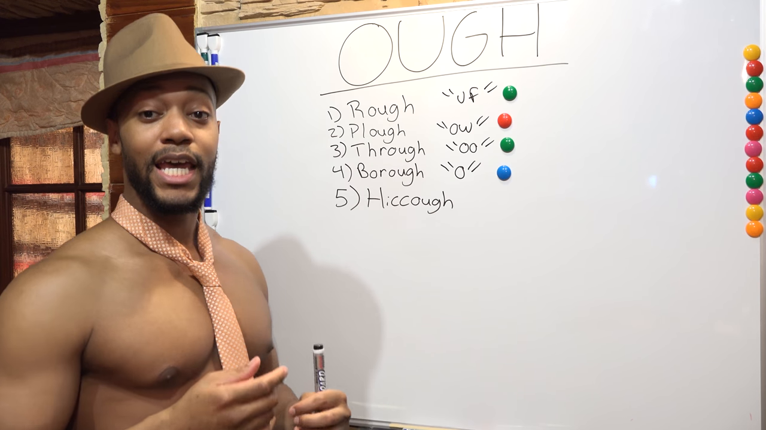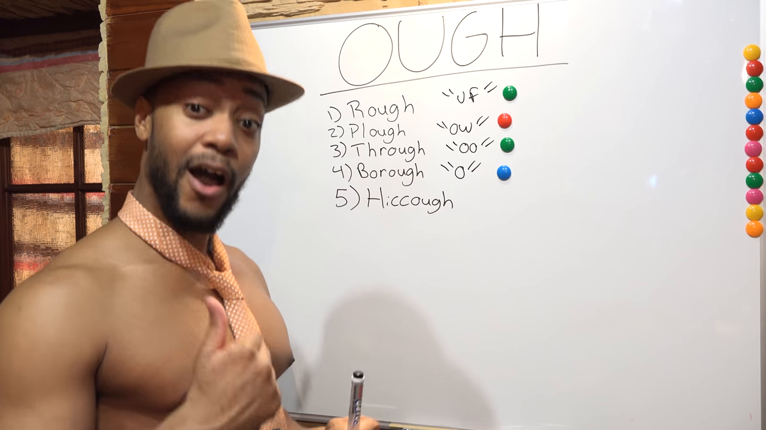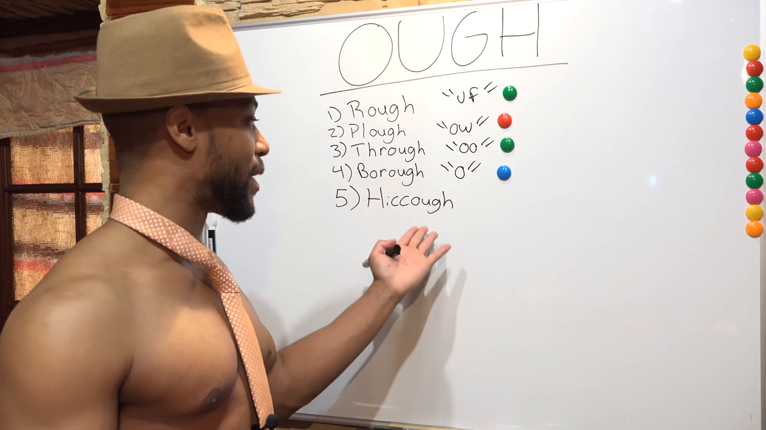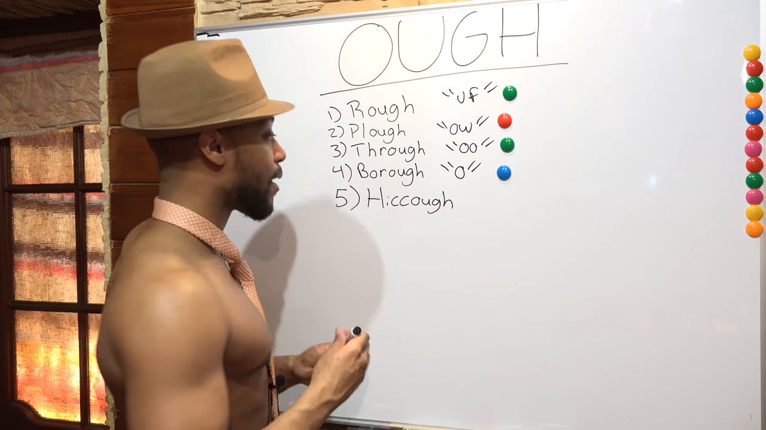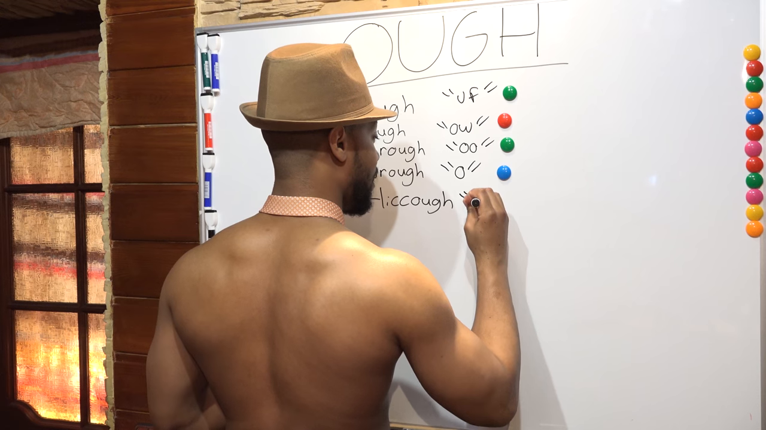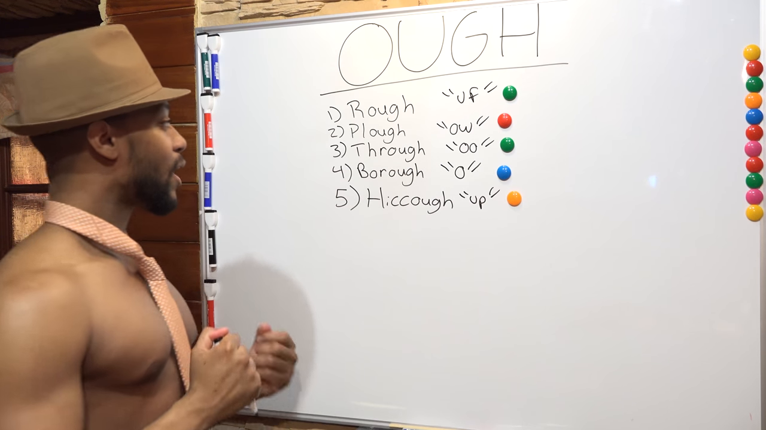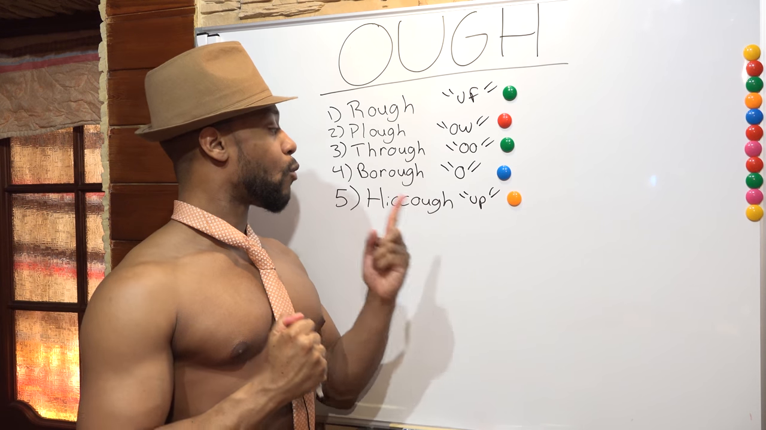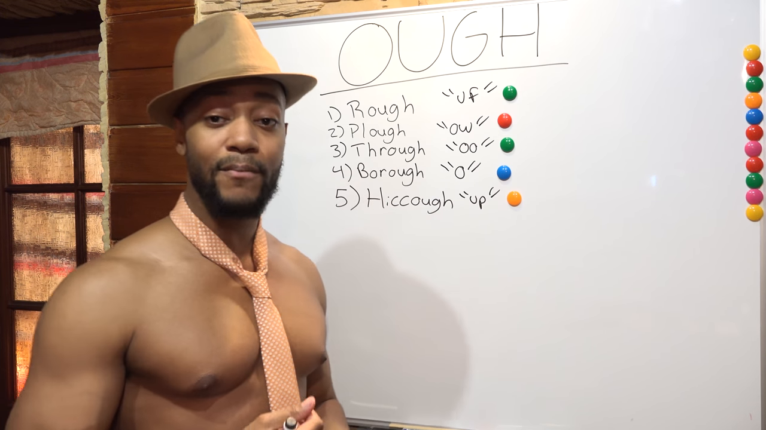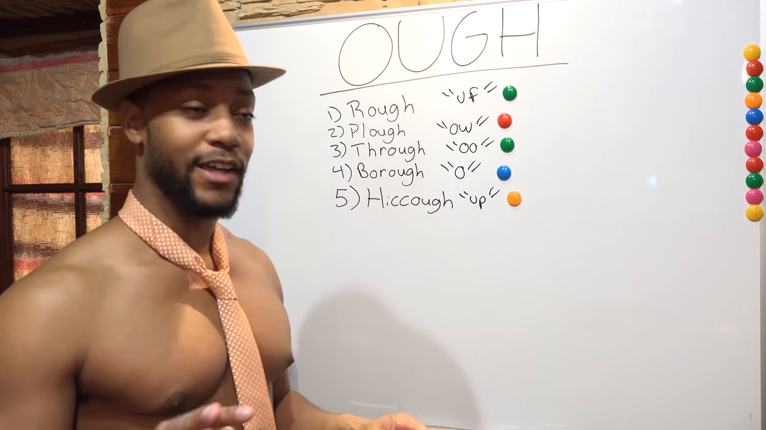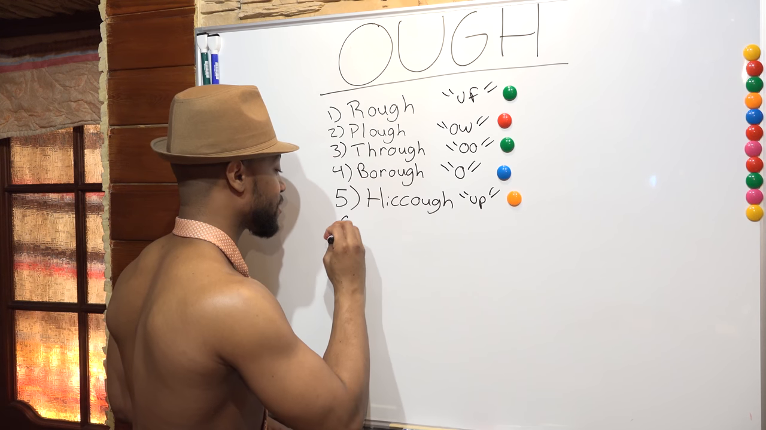Well, it's pronounced hiccup. Hiccup, like up. Like, where's the P at? But it's still hiccup. So here you got up. Crazy. So now we have five. Uff, ow, oo, oh, and up. And we still have more to go. Okay, no. Let's go to number six.